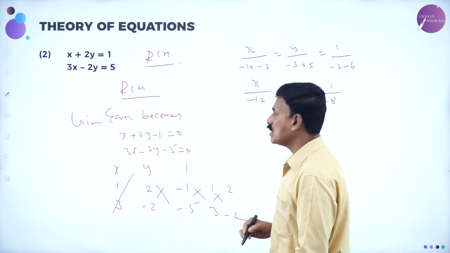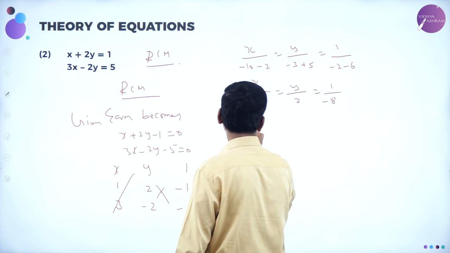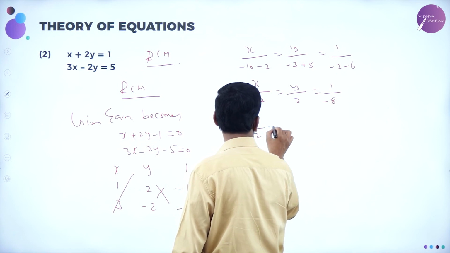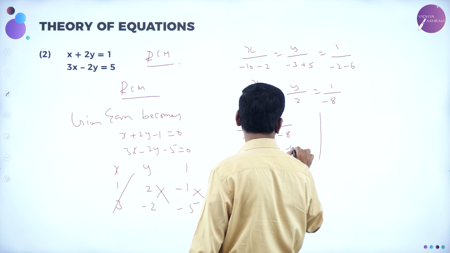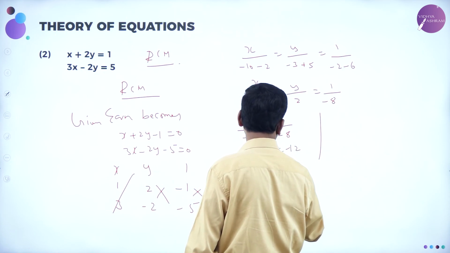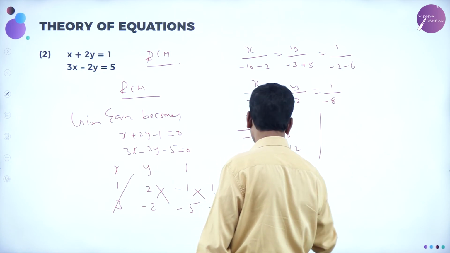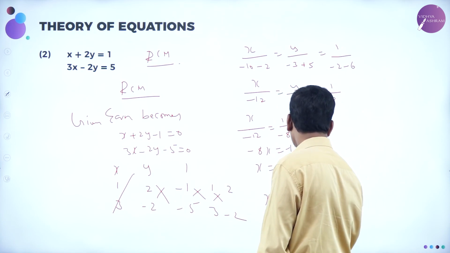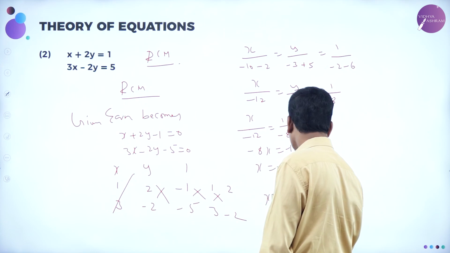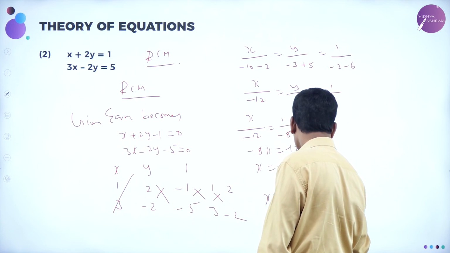minus 8. Now comparing first and last, x by minus 12 is equal to 1 by minus 8. So minus 8x is equal to minus 12, x is equal to minus 12 by minus 8. This can be written as 4 3s are 12, 4 2s are 8, so x is equal to 3 by 2.